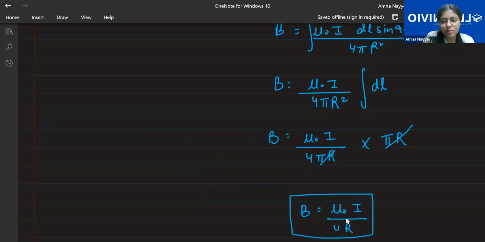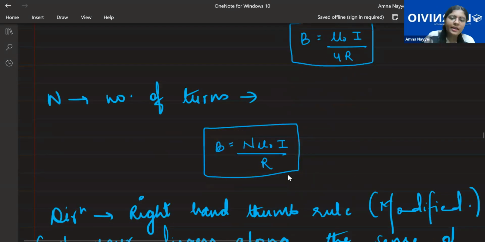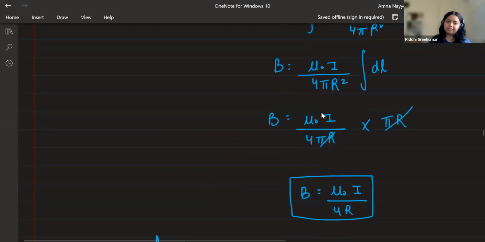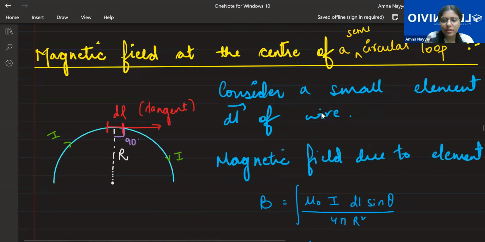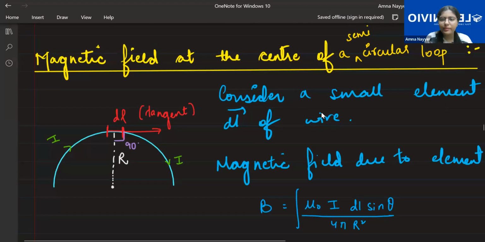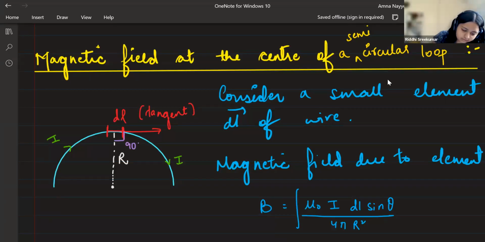Yes, this will be pi r. Pi r will cancel this, so 4r is left here. And for n turns also 4r. Okay, so make this figure. I'm showing this part. If you need any help, then I'll scroll it. We can write this definition. Okay, and then one more we will discuss.